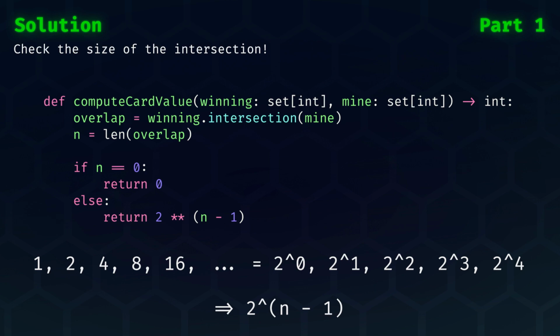If this variable is 0, then we just return 0. Else, we can actually return 2 to the power of n-1. The reason this works is because 2 to the power 0 is 1. From that point on, the sequence starts doubling. This is exactly the same as how the points work for the cards. And that's it already for part 1. Let's move on with part 2.